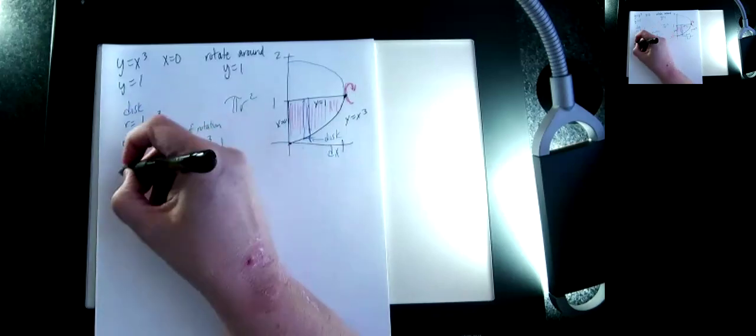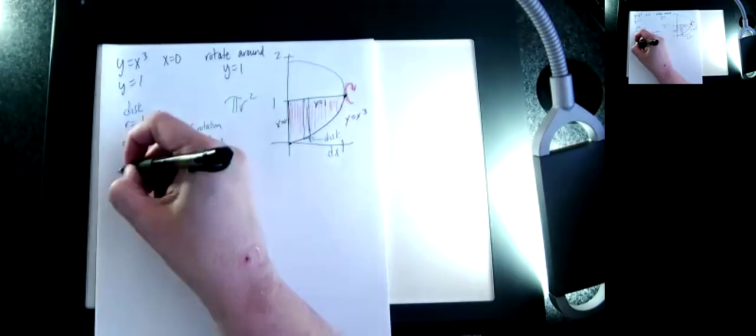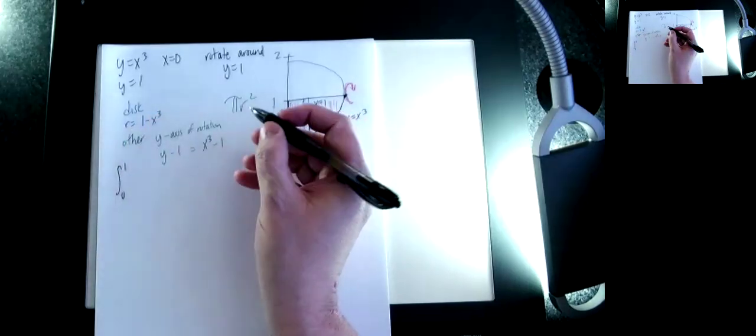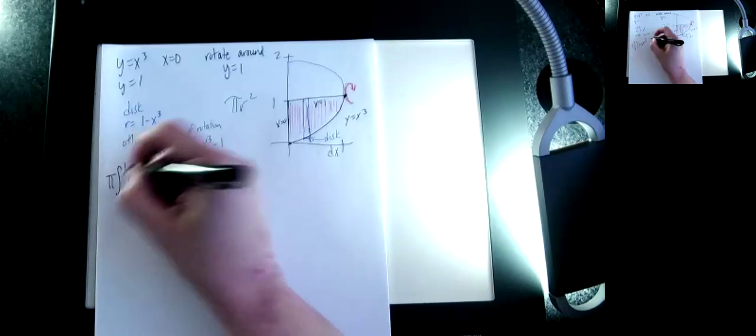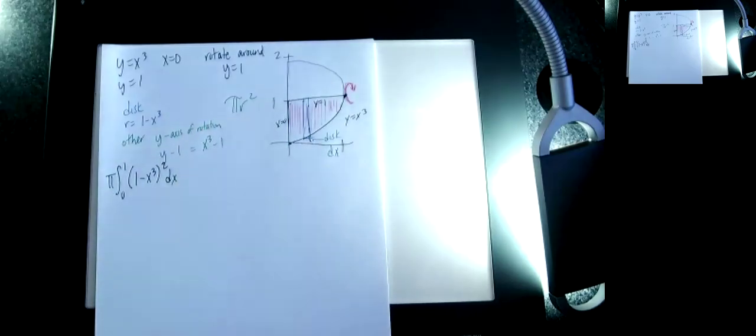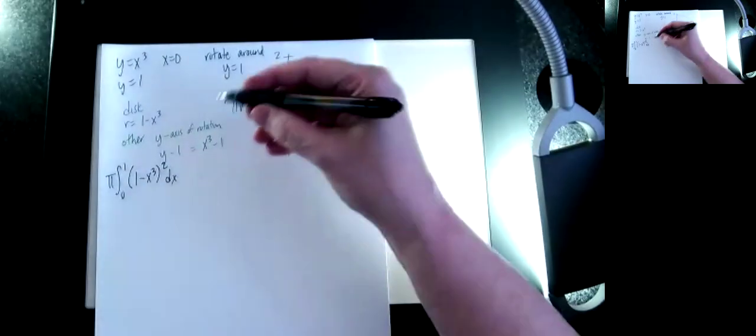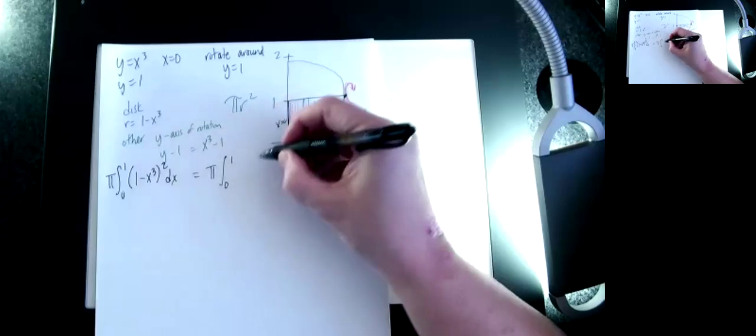Now, either way, it doesn't matter because remember, we're doing pi r squared. So squaring it gets rid of the negative sign. Either way, when you do this, you're going from 0 to 1, one minus x cubed squared. I got a pi, I'll put it out front, dx. So 0 to 1, what do we get when we expand that?